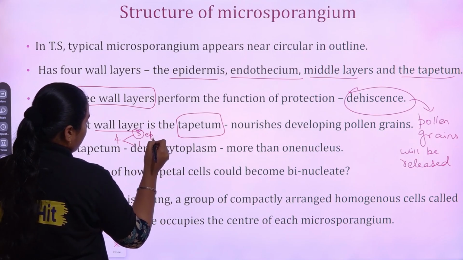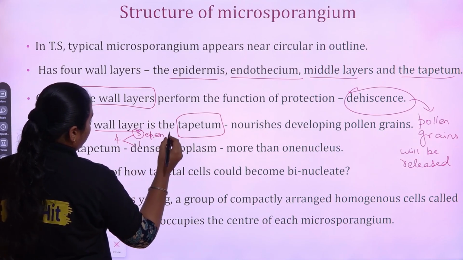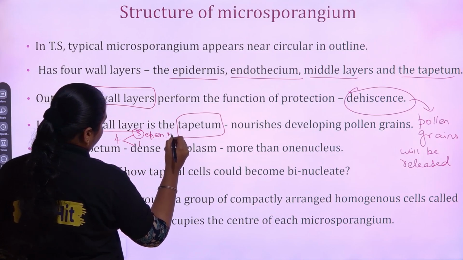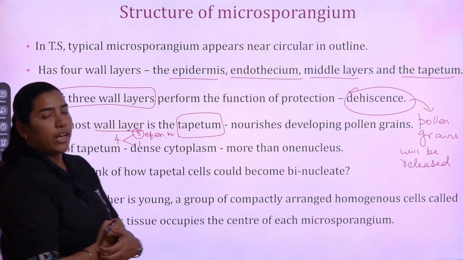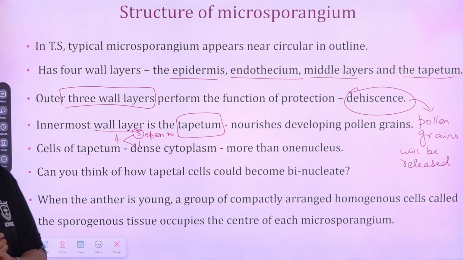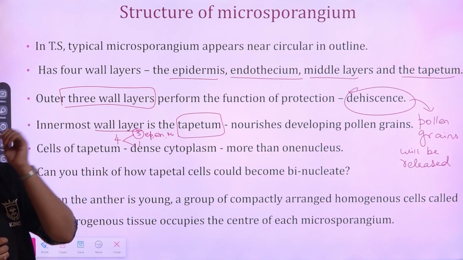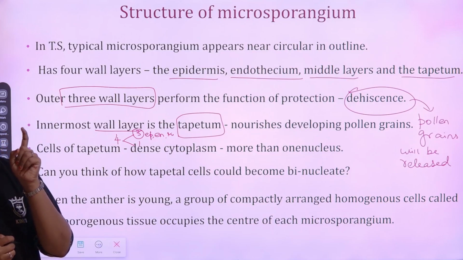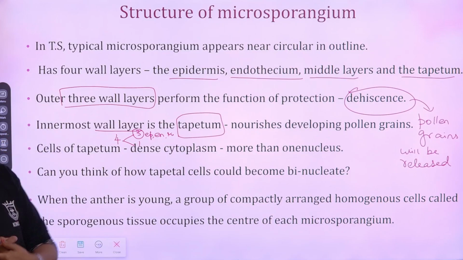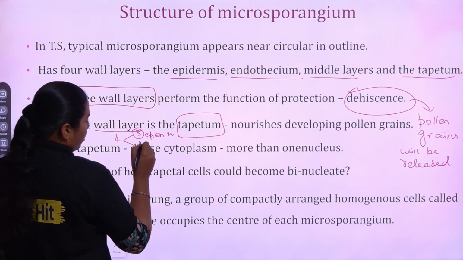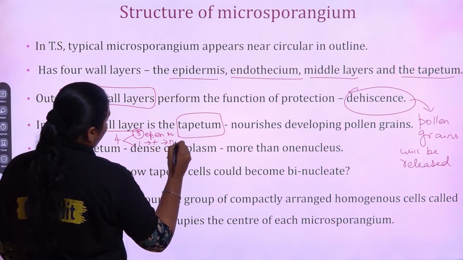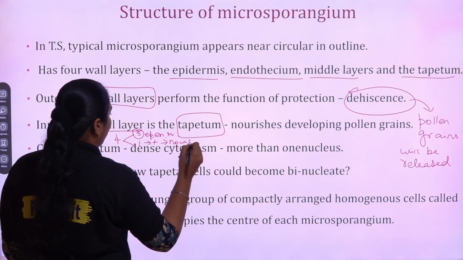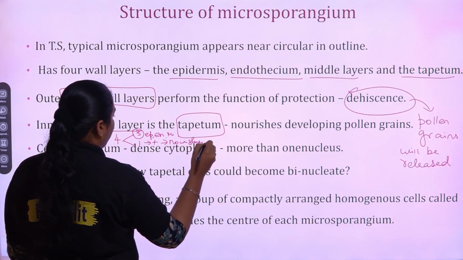The 3 are epidermis, endothecium and middle layers. So we have 3 layers which help in the protective function, later dehiscence, and help in the liberation of pollen grains. The innermost layer, the 4th layer, is the tapetum. Tapetum gives only nourishment. As the pollen grains grow, they use up the tapetum.